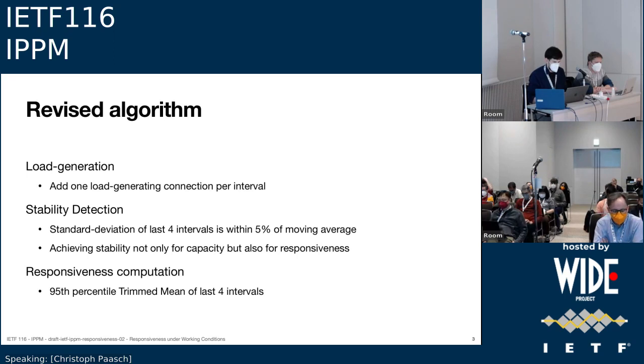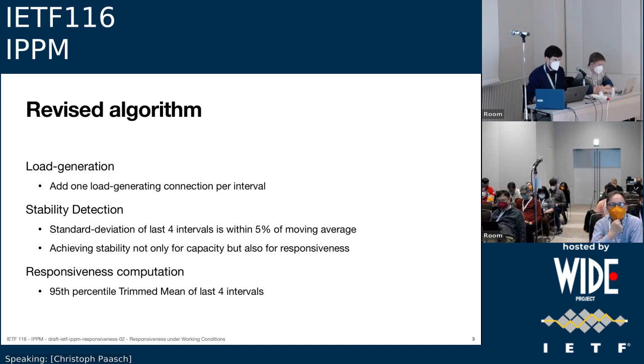Then the stability detection. What we do now is we take the last 4 intervals. Of course, this is also configurable. We choose the last 4 intervals for the detection of the capacity saturation, and we compute the standard deviation of the last 4 intervals and make sure it's within 5% of the moving average. For us, it seems to be much more stable and much more reliable to detect stability.